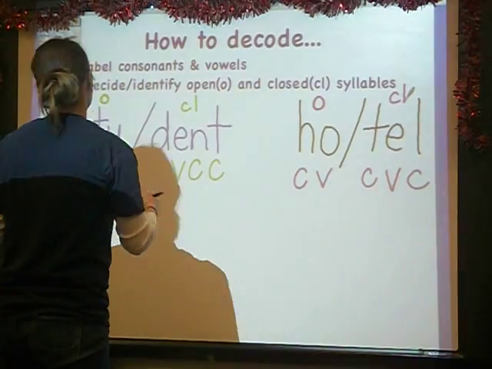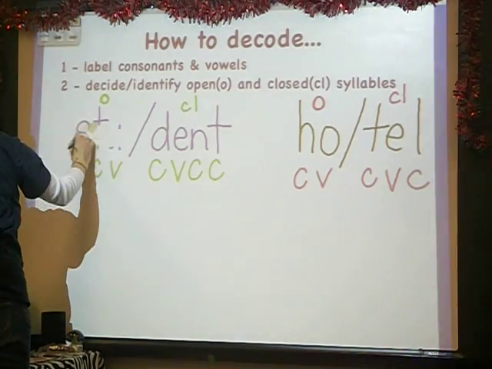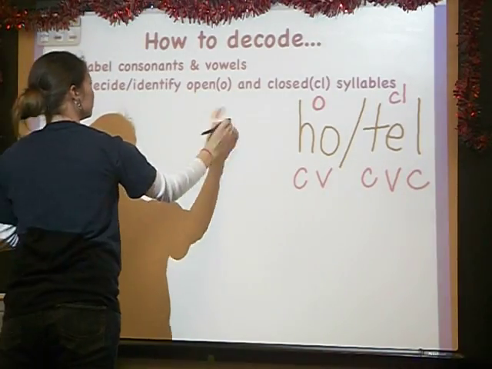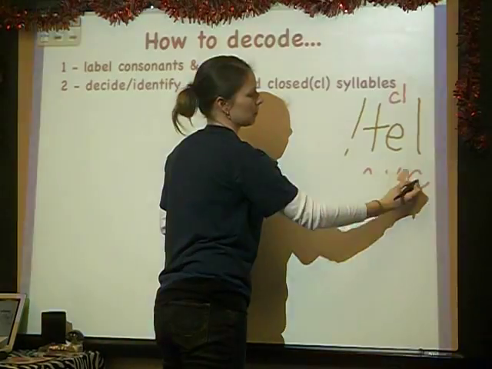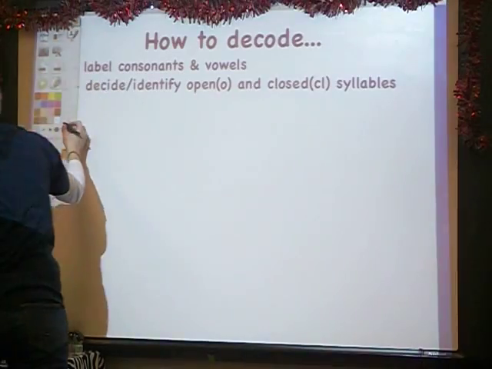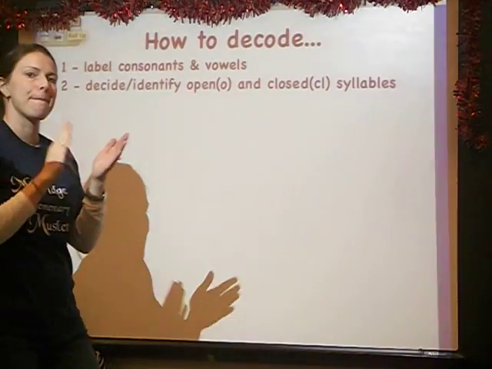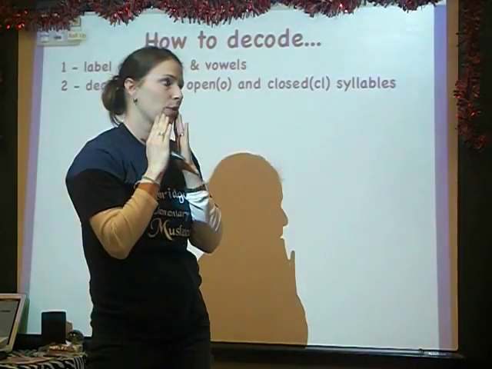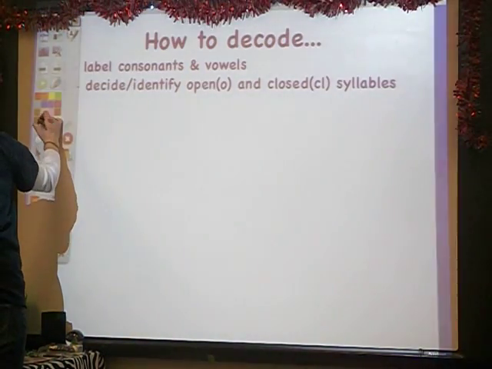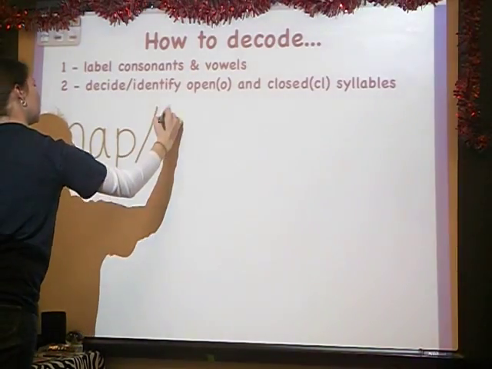So let's try to do a couple more examples together. We'll do two more. All right, the first one let's do is napkin. A napkin is something that you wipe your mouth with. So when we give it to your child, it will look like napkin.